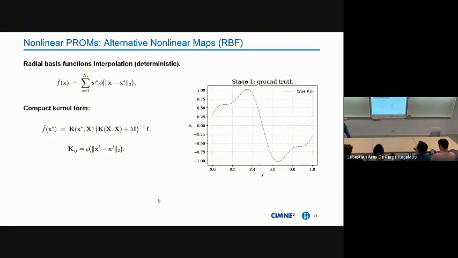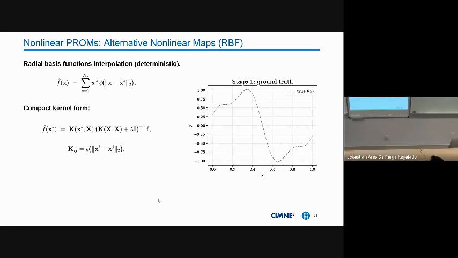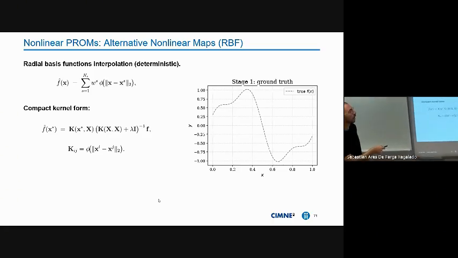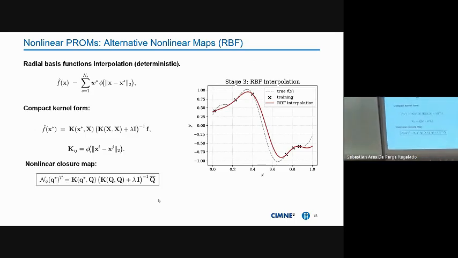And let me just show you a brief example of the interpolation. So let us say that you have your true function of x defined like this, and then you have some training points, as I was telling you, and with the RBF you will try to fit your best approximation possible to these points. So once you have this, the nonlinear closure map that we have, so the definition of this compact kernel for our specific nonlinear function that depends on Q will look like this.